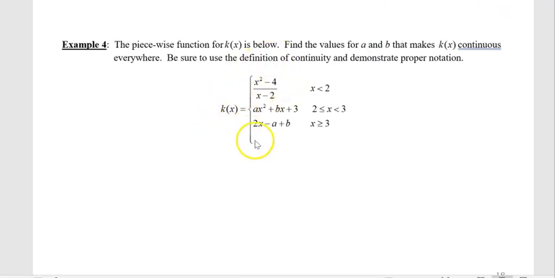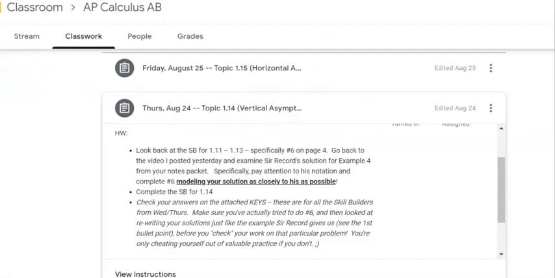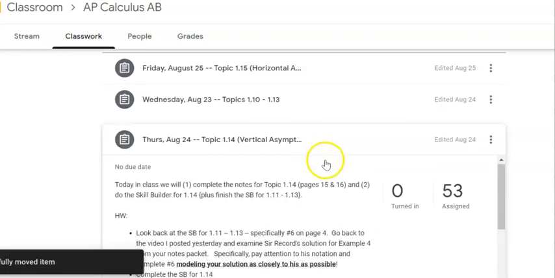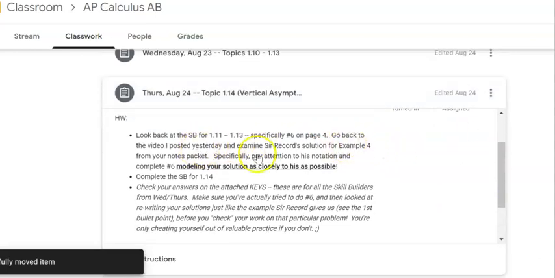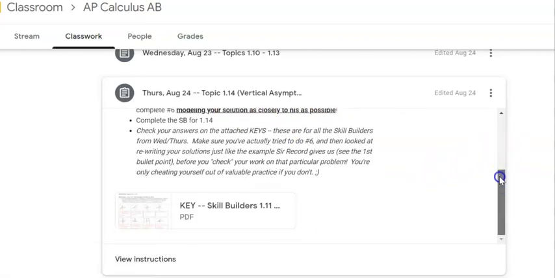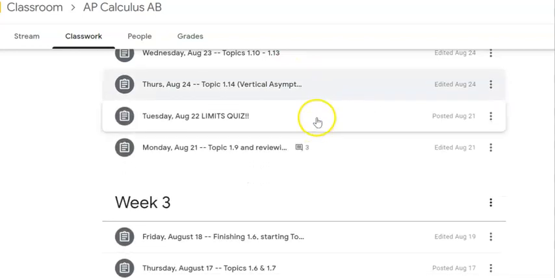We had a problem like this where you have a piecewise and it's asking you to find values of 2 missing variables, not x, but this a and this b here, that would make k of x continuous. Okay, and so here's the first time you see it. Then the next time I mentioned it was when we were doing the skill builder for 1.11 to 1.13. Number 6 on page 4 of that is the same type of problem. And I referred you back to example 4 from the notes packet and pointed out that that is shown in the video, which I believe was posted yesterday.